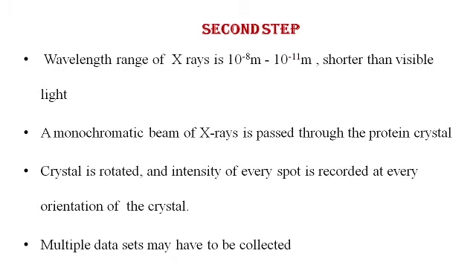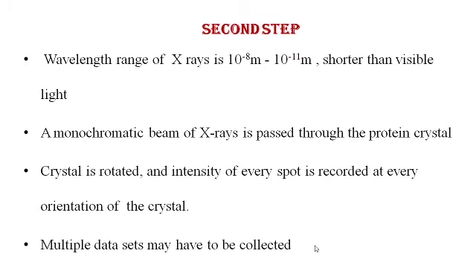Such a monochromatic beam is then passed through the protein crystal. The crystal is rotated so that all the sides of the crystal can be studied, and then the intensity of every spot is recorded at every orientation of the crystal. In this way, multiple data sets of these studies are collected. The X-ray beam hits the crystal.